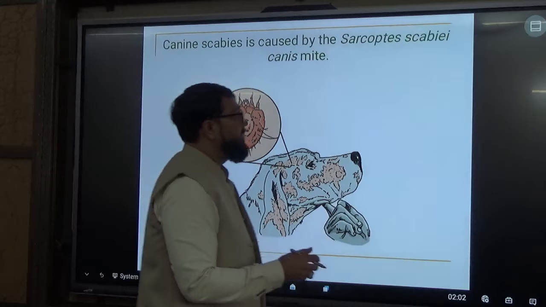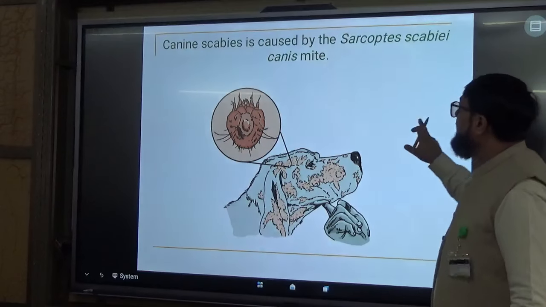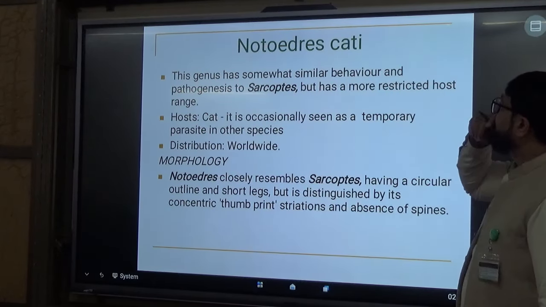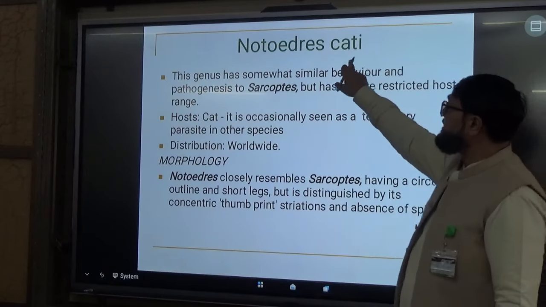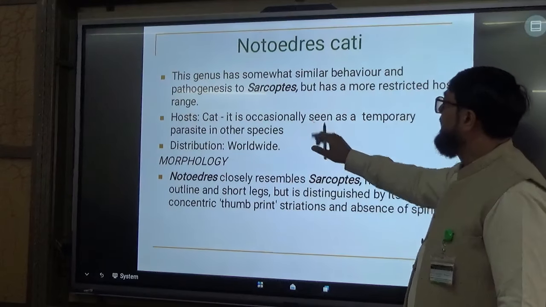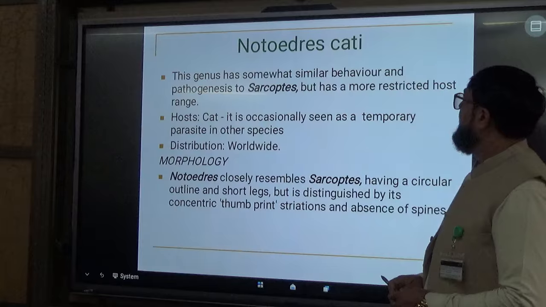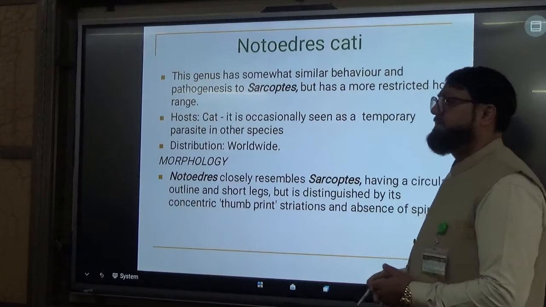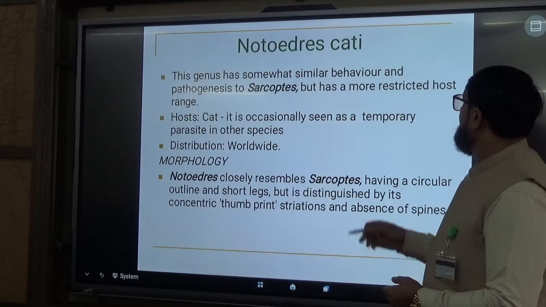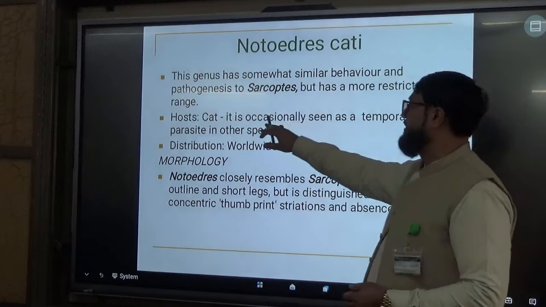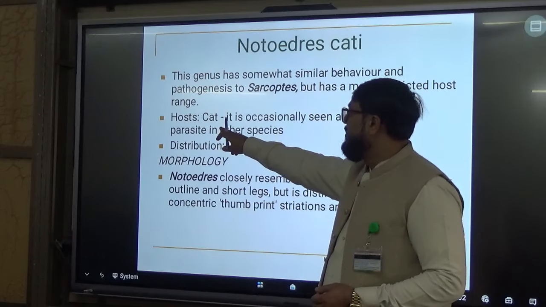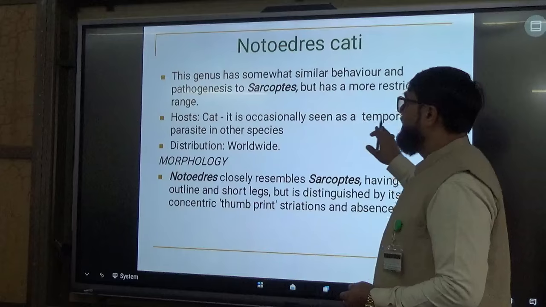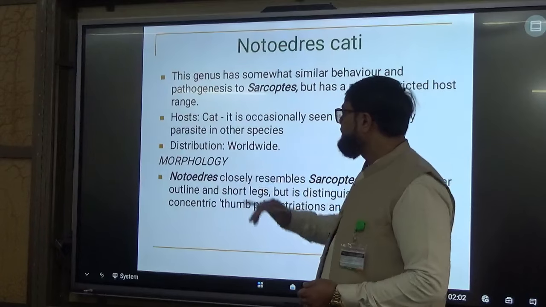Okay, so canine scabies is also caused by Sarcoptes scabiei. Notoedres cati. This might infest cats. Somewhat similar in behavior and pathogenesis to Sarcoptes. It is behaving similarly as far as the ecology is concerned, but it has a more restricted host range. So it is primarily causing infestation in cats. But occasionally it can be seen as a temporary parasite in other species, including human beings too.